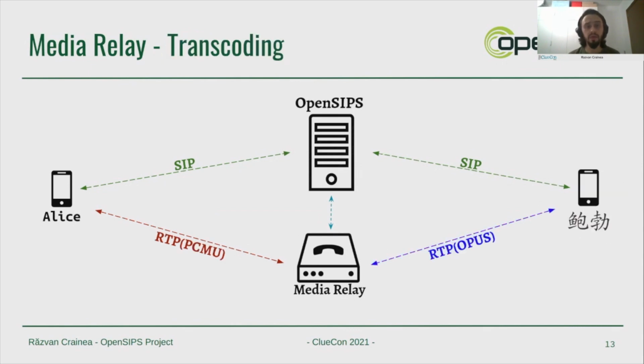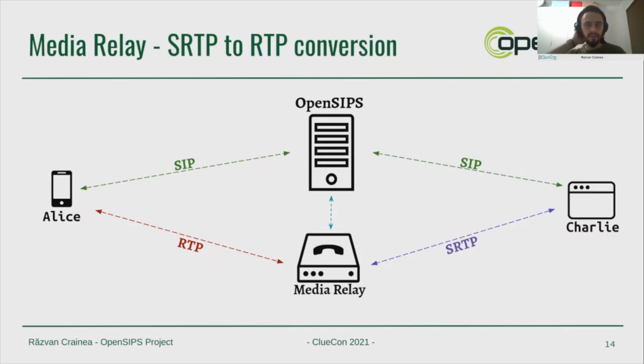You might also use it for transcoding. For example, if you have Alice on one side and Bob on the other, however, Alice doesn't know the Opus codec, or Bob doesn't know the PCMU codec, you will have to set up a media relay which is able to do transcoding so that Alice and Bob can understand each other. So this is another very commonly used scenario.